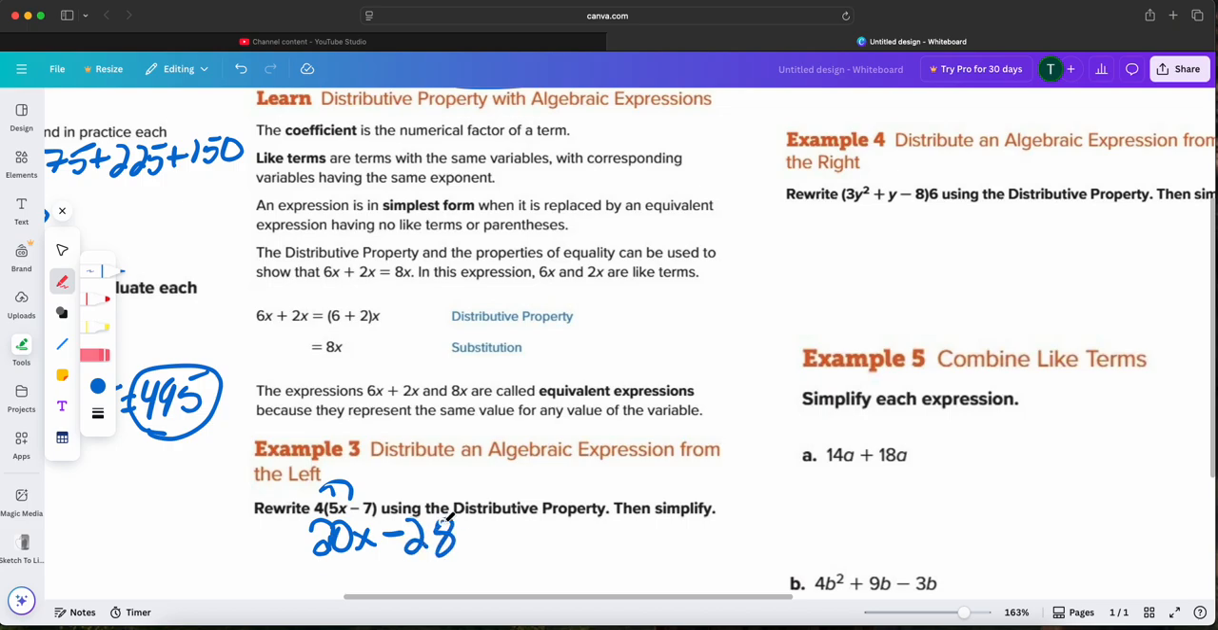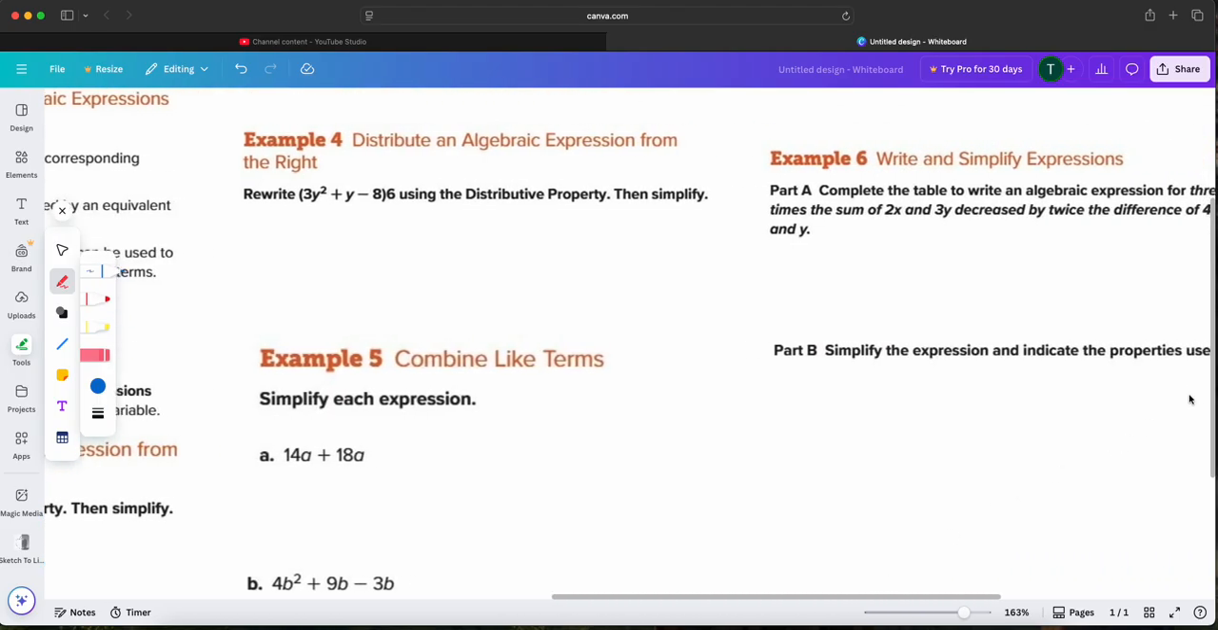Then it wants us to simplify this. You have to ask yourself if there are any like terms that you can combine. Looking at these two, one has an x and one does not, so they don't have any like terms. So this would be your answer. Then we can go to the next set of problems.